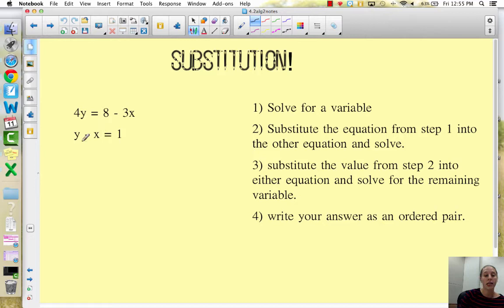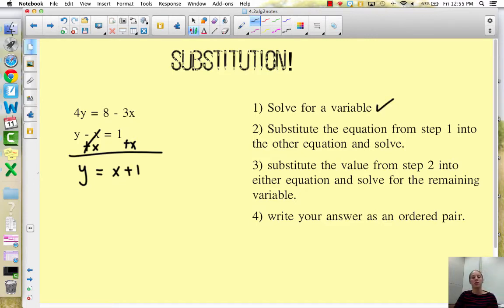So maybe I go ahead and I solve for y in the second equation. To do that, I'm going to add x to both sides. So that makes these x's cancel and I get y equals x plus 1. Right? They can't combine because this is an x and this doesn't have an x. So now I have an equation that's solved for a variable.